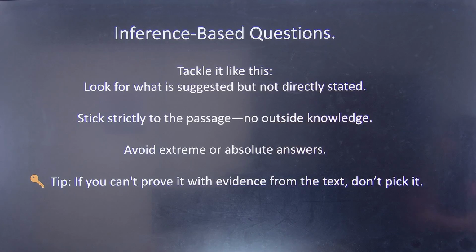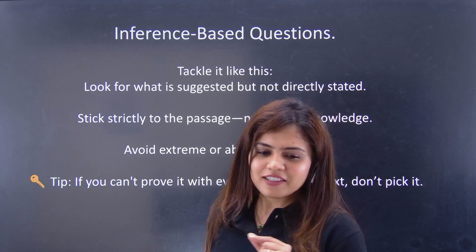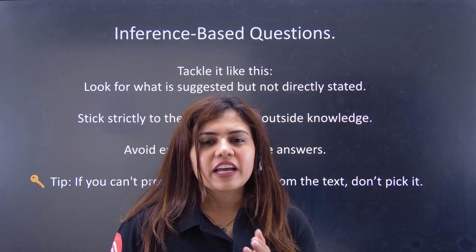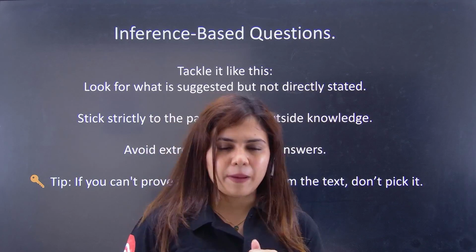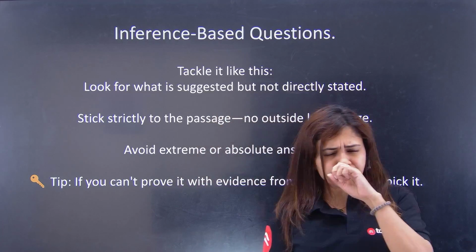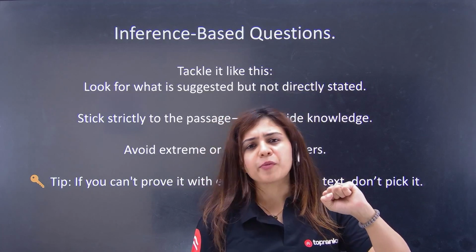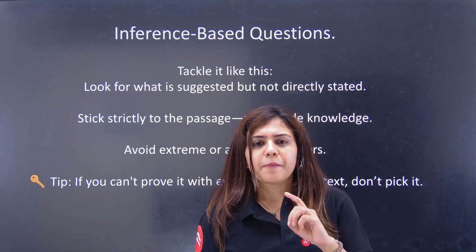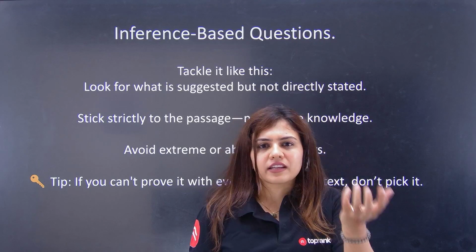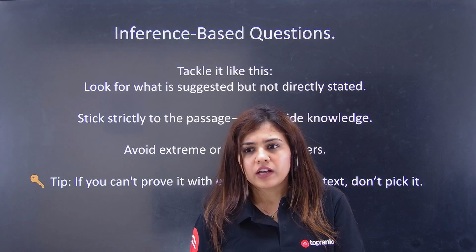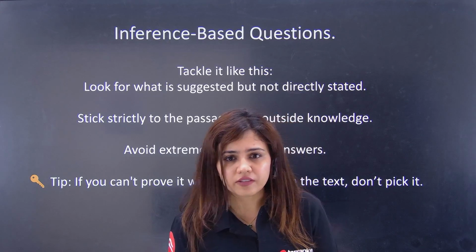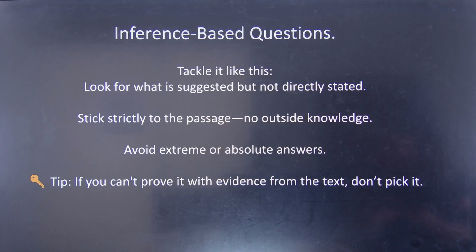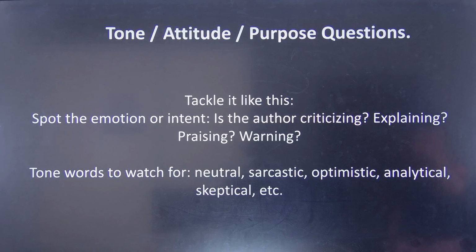And an extra pro tip here is, if you cannot prove it with evidence from the text, then don't pick it. Okay? Inference is something which can always be circled back and found in the passage. So one thing is very clear, that you should find some evidence of it in the passage. Okay? Even if it is given in a different way in the passage, they will not be using the exact same words that they have used in the option, but that's the whole point of an inferential question, isn't it? Then tone, attitude, purpose questions.